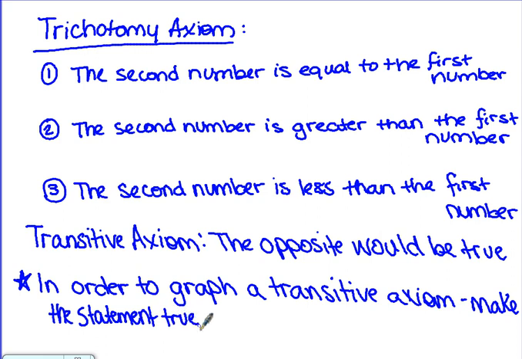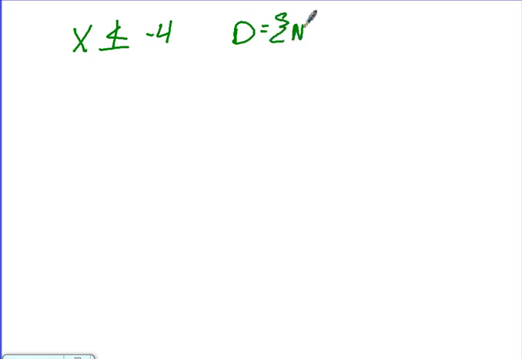All right, so if it says the number is not less than another number, then in order to make it true, we would say the number is greater than or equal to the other number. All right, let's look at an example. I'm going to say that x is not less than or equal to -4, and we are going to graph this in the domain of negative integers.